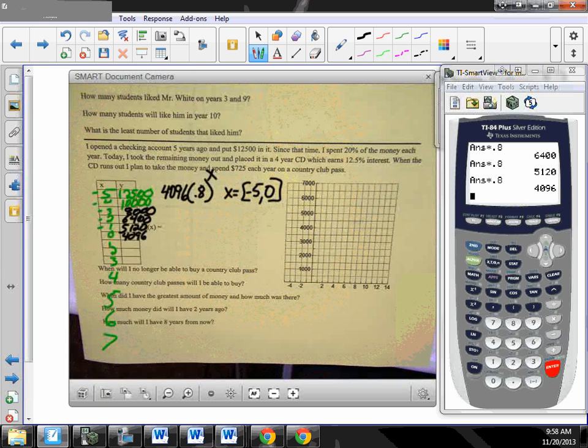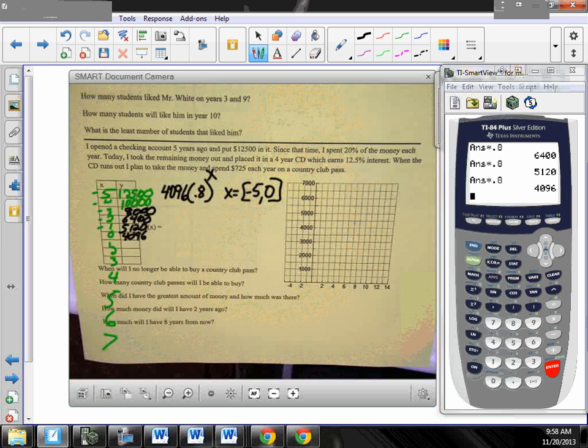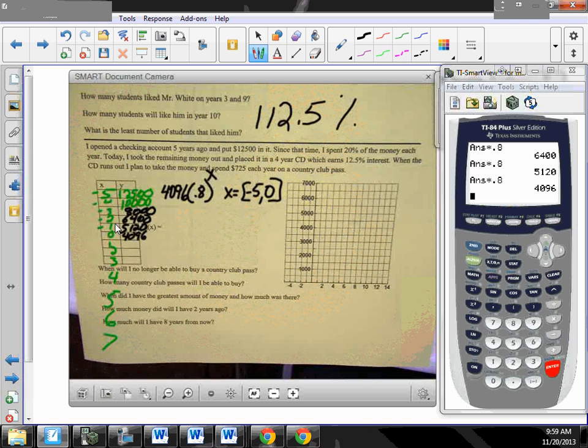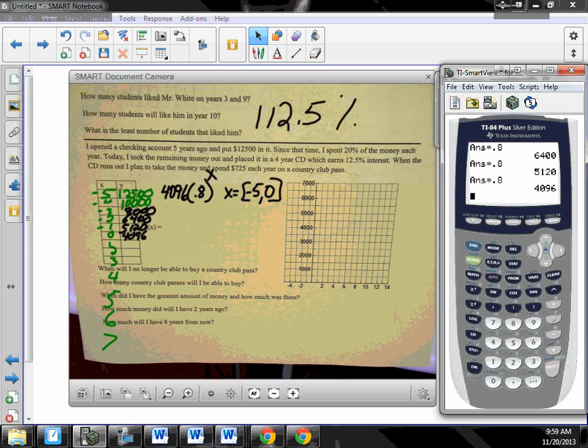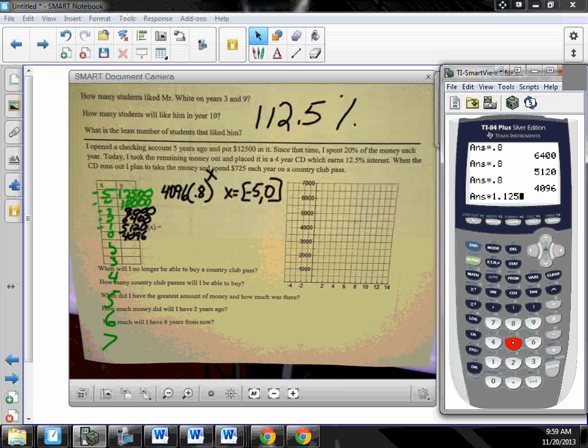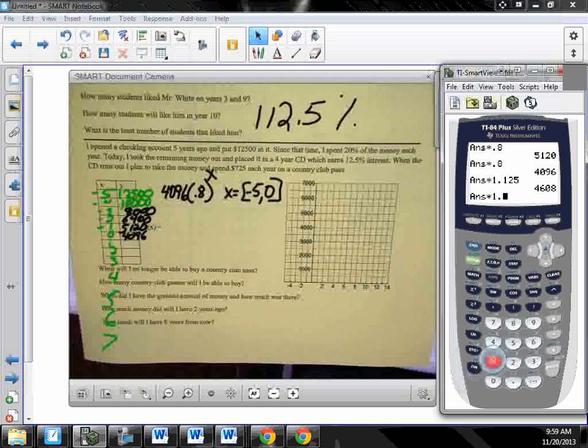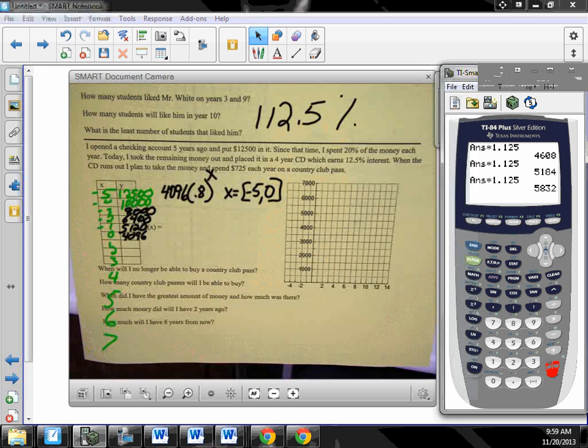I'm going to increase by 12.5%. How do I increase by 12.5%? Well, it's 100% plus 12.5%. So that's 112.5%. What does that look like as a decimal? 1.125. So I'm going to times this by 1.125. That's year 1 times 1.125. That's year 2 times 1.125. 3. I better write these down.